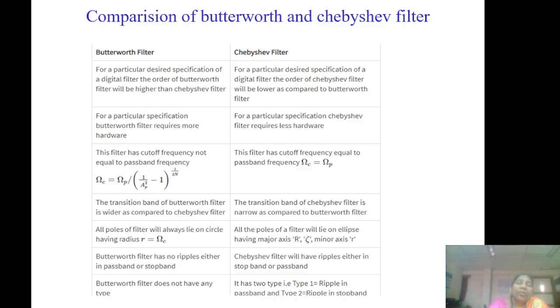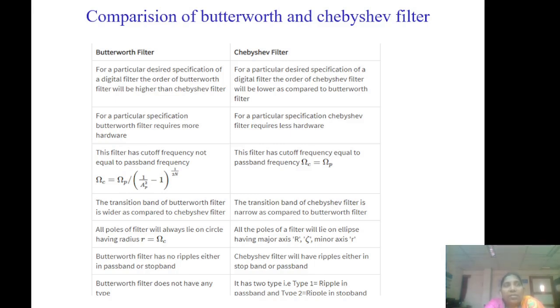Then, the fourth difference between the Butterworth and Chebyshev filters is the transition band. The transition band of the Butterworth filter is very wide compared to the Chebyshev filter, whereas in the case of the Chebyshev filter, the transition band is very narrow.